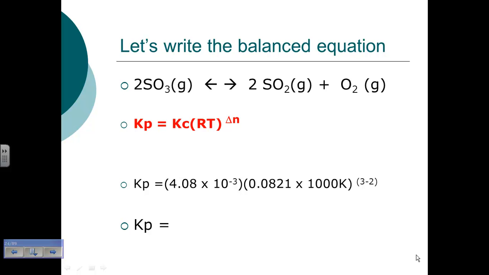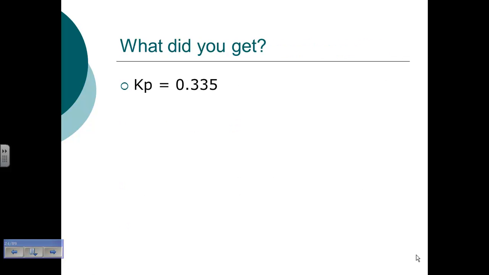The R constant to match atmospheres. August 21st is how I remember this number for whatever reason, 0.0821. The Kelvin temperature is 1000. R times T raised to the 3 minus 2, that's product gas minus reactant gas. I see 3 minus 2, so raised to the 1st power. Pause the video, hit it, and see what you get. I'd like to know that I don't have a calculator mistake. See if you get the same answer. About something close to 0.335. Kc converted to Kp.